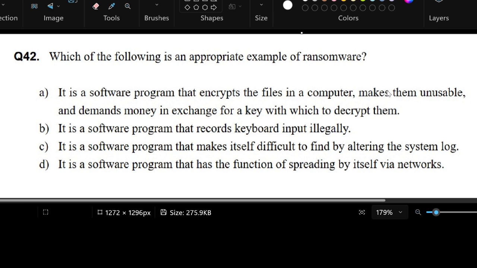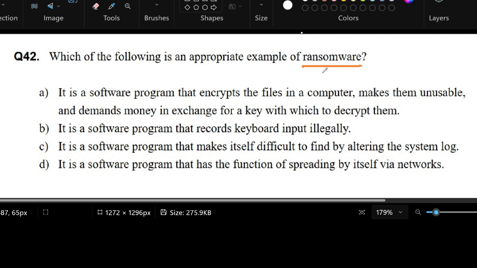Question number 42 of the IT Passport exam from PhilNITS. In this question, we are being asked, which of the following is an appropriate example of ransomware? Let's highlight the keyword ransomware.